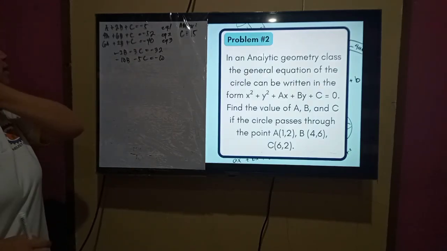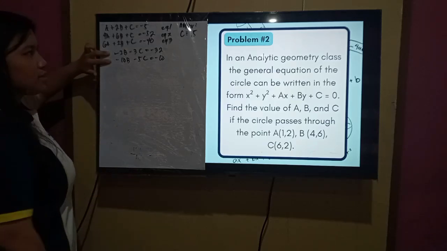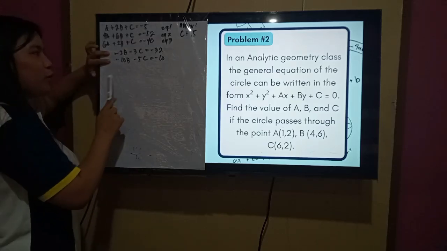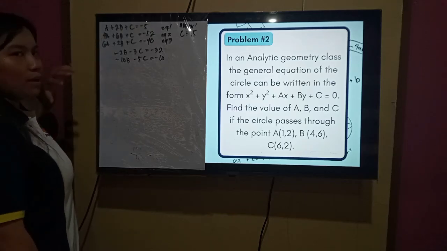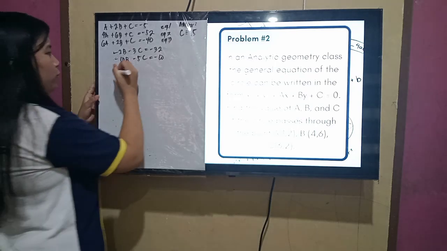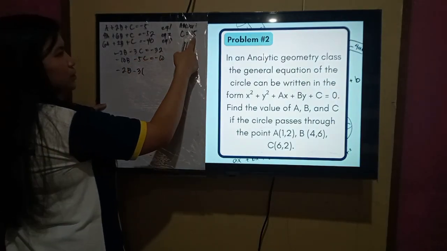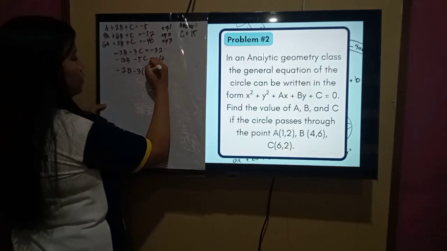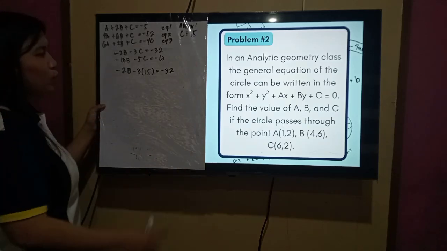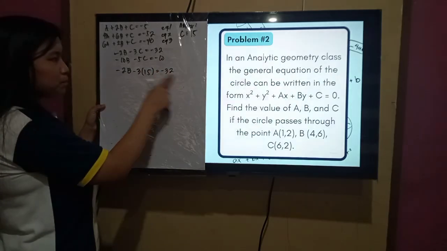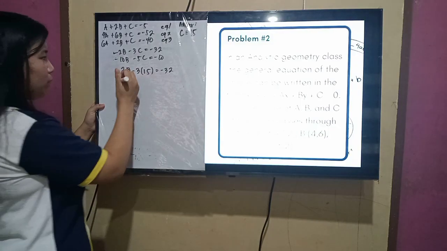Ngayon, nakuha na natin yung value ni C, so pwede na tayong gumamit any of these two equations para makuha natin yung value ni B. So, I think ang gagamitin ko na lang dyan is ito ulit equation na 4 kasi mas mababa yung mga value niya, mas mabilis tayong makapag-solve. So, negative 2B minus 3. Substitute natin yung value ni C is equals to 15 equals negative 32. So, ilipat lang natin dito yung ating constant. So, pag-multiply muna natin to.